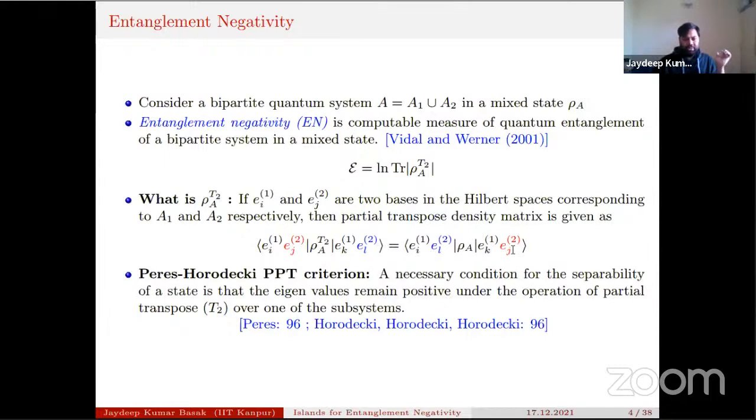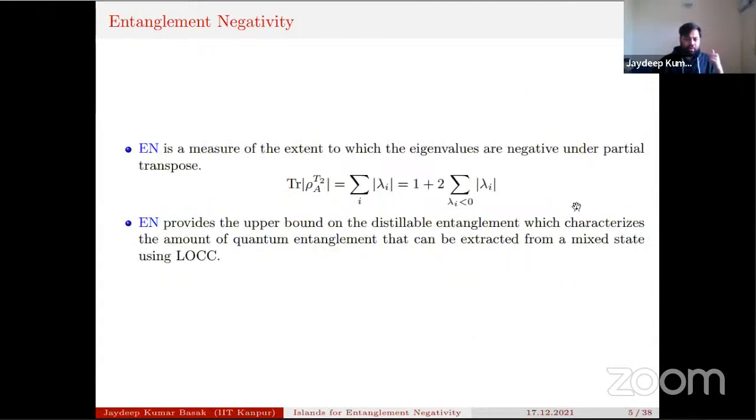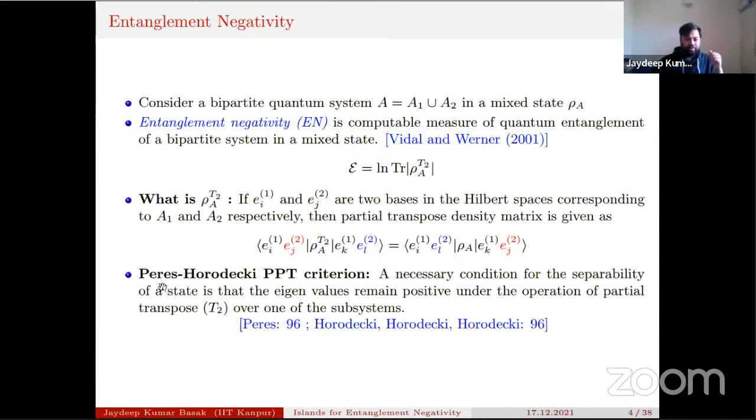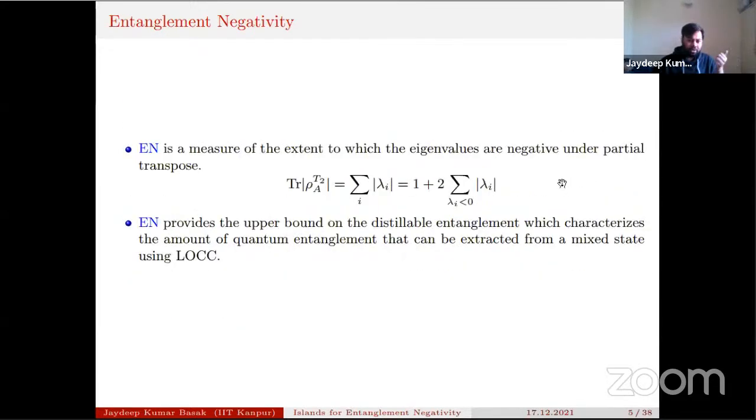In this same context, the Peres-Horodecki PPT criterion is another important criterion, which says that a necessary condition for separability of a state is that the eigenvalues should remain positive if we perform the partial transpose operation over one of the subsystems. Here, rho A2 transpose means that we are performing the partial transpose operation on the second interval A2. According to this PPT criterion, negativity is also a measure of the extent to which the eigenvalues are negative after the partial transpose operation. In a mathematical way, we can write it in this specific manner.